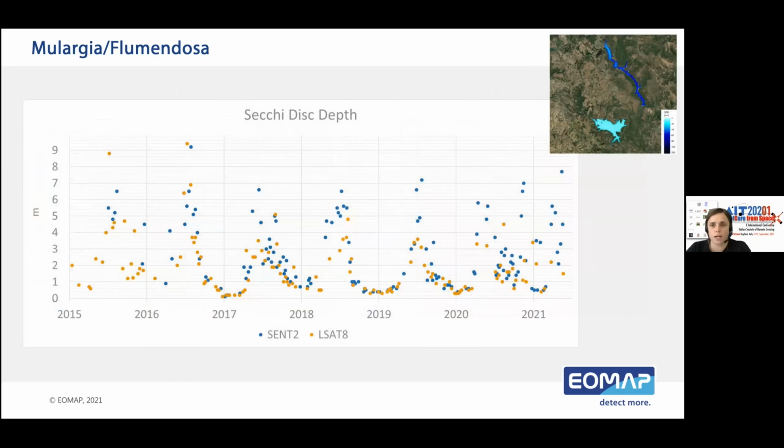So here we have a time series of the Secchi depth, also a very important parameter of the water quality. What we can see here are clear seasonal trends. So we have low values of Secchi depth in wintertime with high turbidity, and high Secchi depth, so good visibility, in the summer months with the clear water conditions after bloom events.